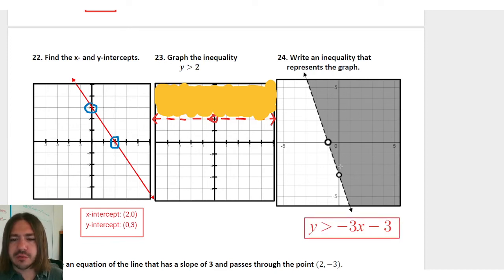So as long as you can write the equation of the line, I would start with that and then analyze what the symbol should be. You don't have to do it in that order, but that's just what works for me.